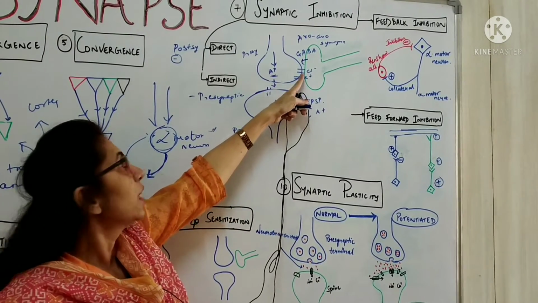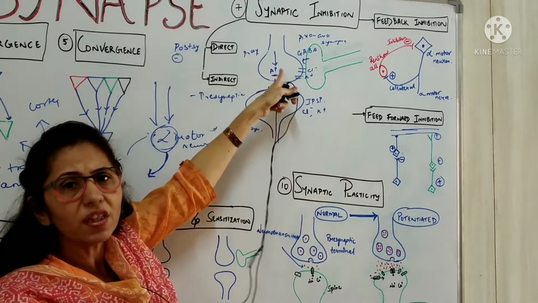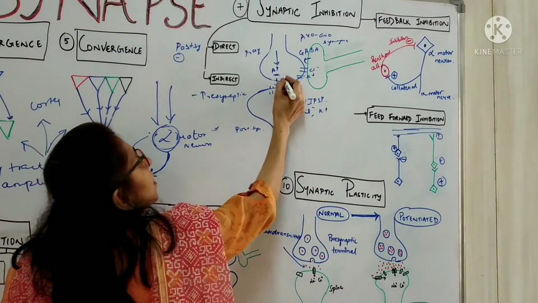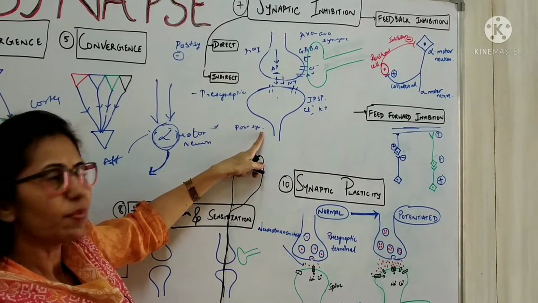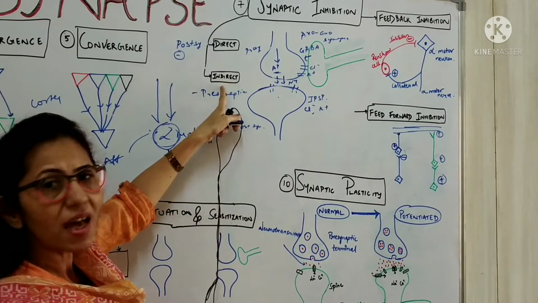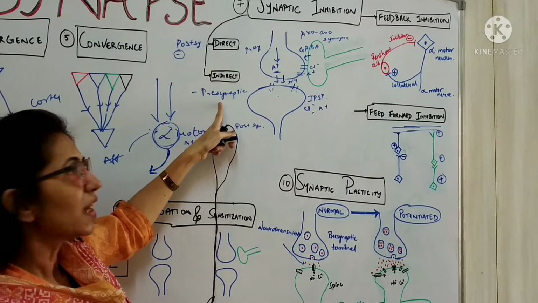the opening of chloride channels and potassium channels, which decrease the amplitude of the incoming action potential. This in turn reduces the release of neurotransmitter and hence the response in the postsynaptic membrane. So this is a type of indirect inhibition, also called presynaptic inhibition.